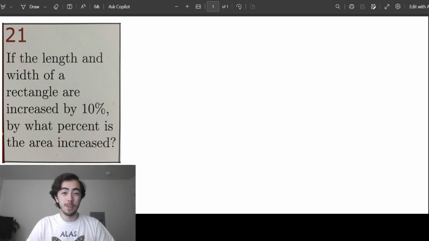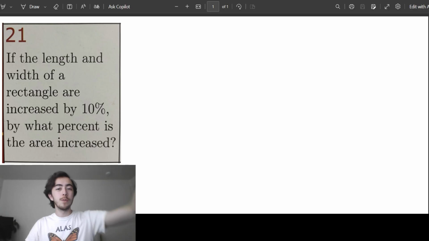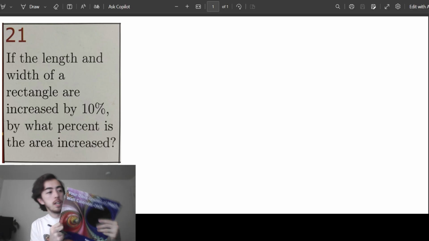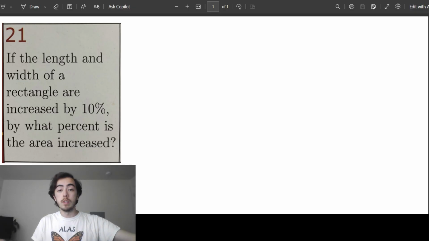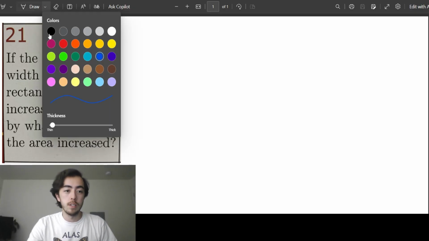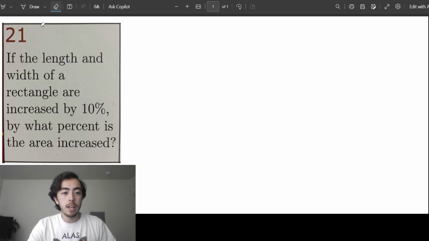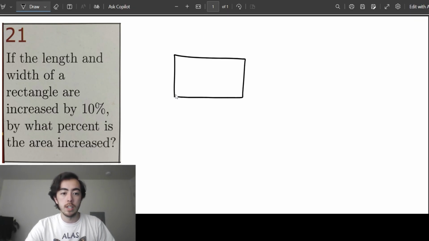It's September 21st, and we're solving problem 264 from the Daily Epsilon calendar. The answer today should be 21 because all the answers to the problems in this calendar match today's date, and it's the 21st. So, if the length and width of a rectangle are increased by 10%, by what percent is the area increased? Cool.